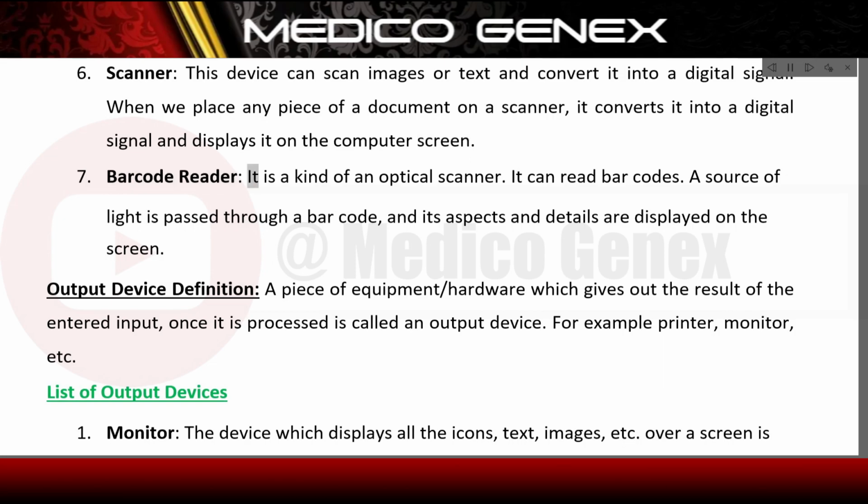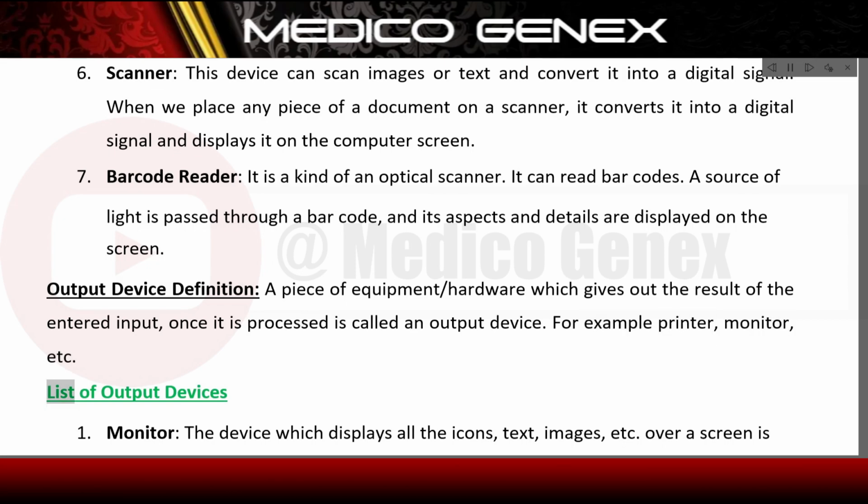Barcode reader. It is a kind of optical scanner. It can read barcodes. A source of light is passed through a barcode, and its aspects and details are displayed on the screen. Output device definition: a piece of equipment or hardware which gives out the result of the entered input, once it is processed, is called an output device. For example, printer, monitor, etc.